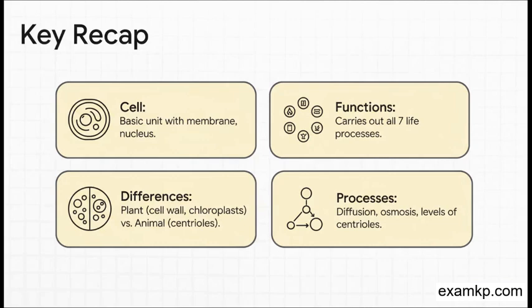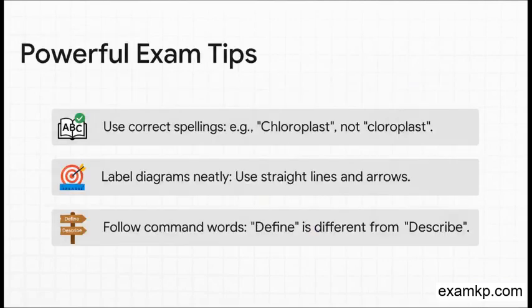Got it? Good. And here are my golden rules for you on exam day. Please listen to this. 1, spell your biological terms correctly. They will take marks off for bad spelling. 2, label diagrams with a pencil and a ruler. Neatness matters. 3, be specific. Don't just say the nucleus controls things. Say it regulates cell activities. And finally, always follow the command words. If it says define, you define. If it says describe, you describe. Don't throw away easy marks.